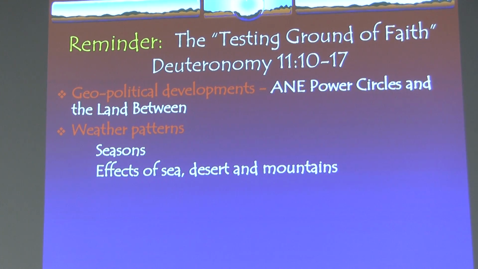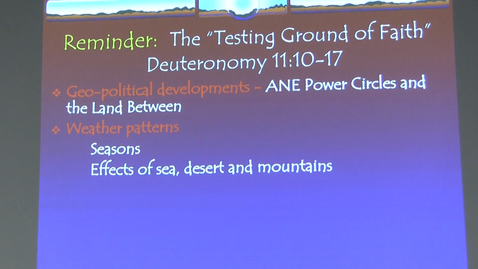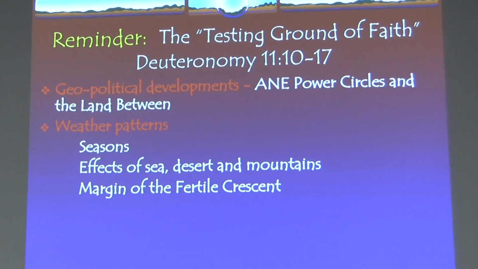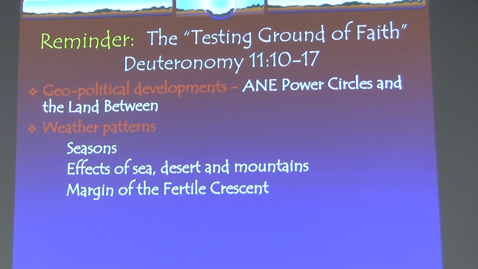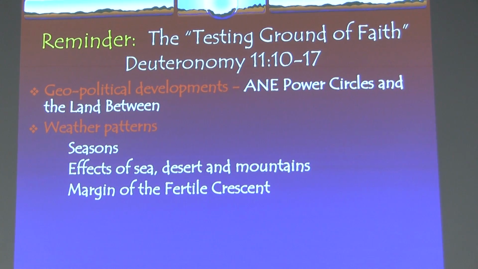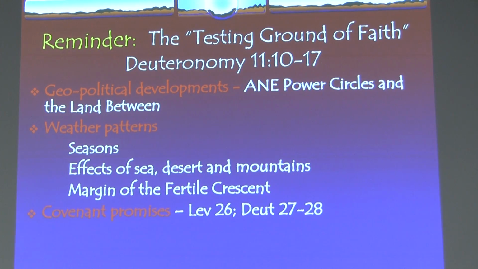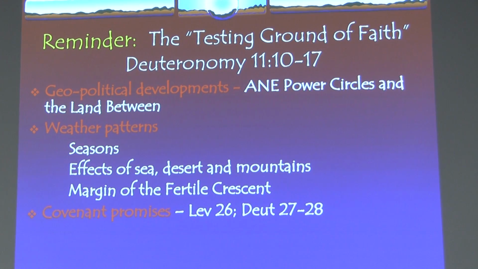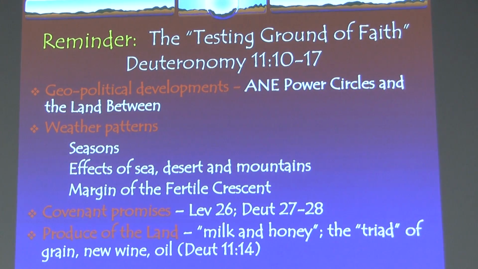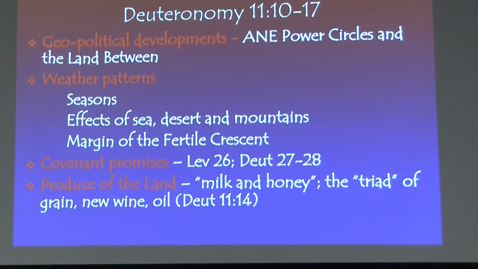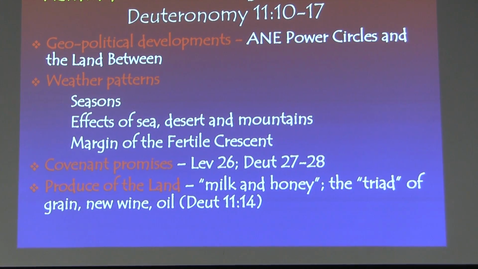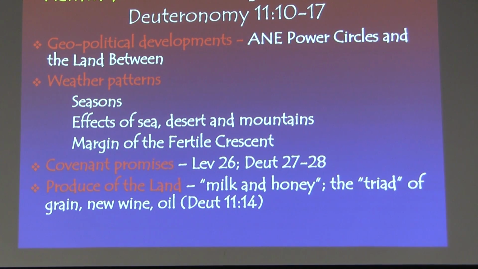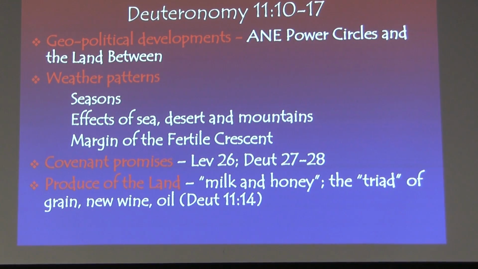We talked about the effects of the sea, desert, and mountains in terms of the rain and dew. We talked about the fact that this area along that eastern coast of the Mediterranean Sea is actually the margin of the Fertile Crescent. And then we mentioned God's promises, both articulated in Leviticus 26 as well as Deuteronomy 27 and beyond, 28. We mentioned what a land flowing with milk and honey could mean. We also mentioned the triad of crops, grain, new wine, and oil, which are noted in that order repeatedly because that's the order in which they are harvested in the land.